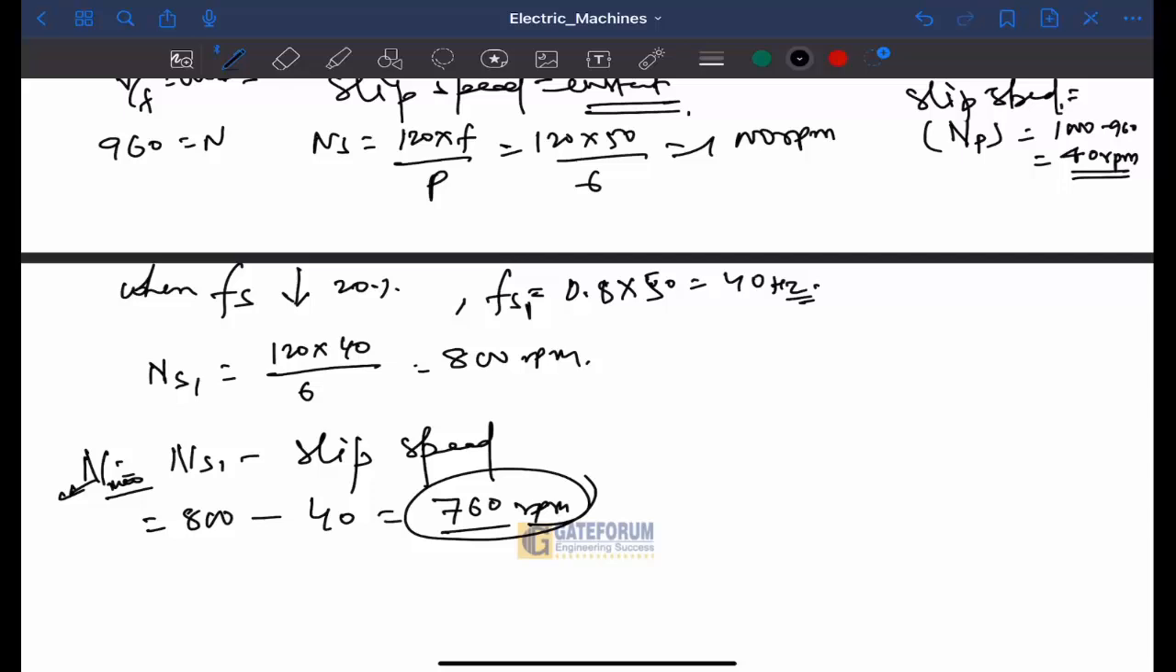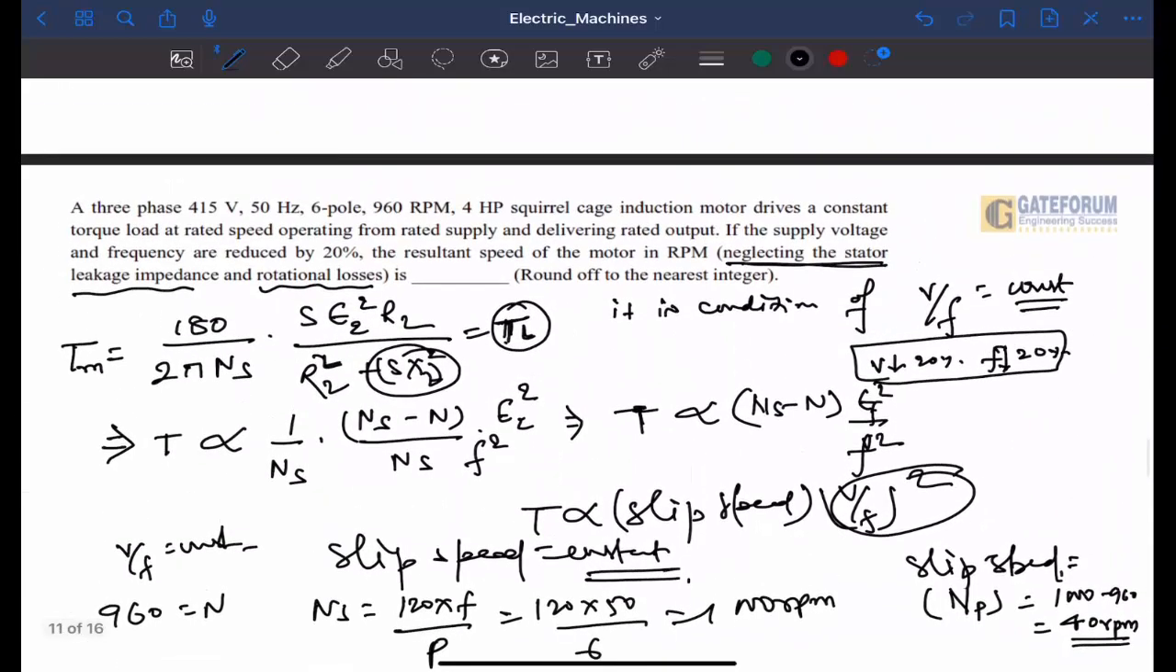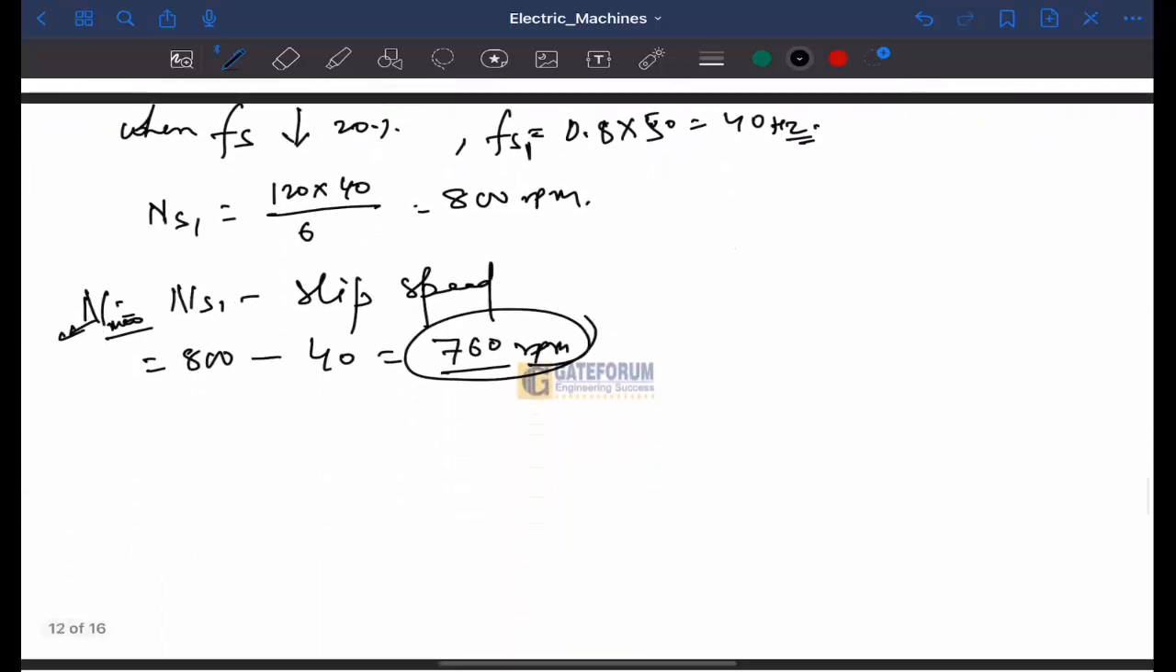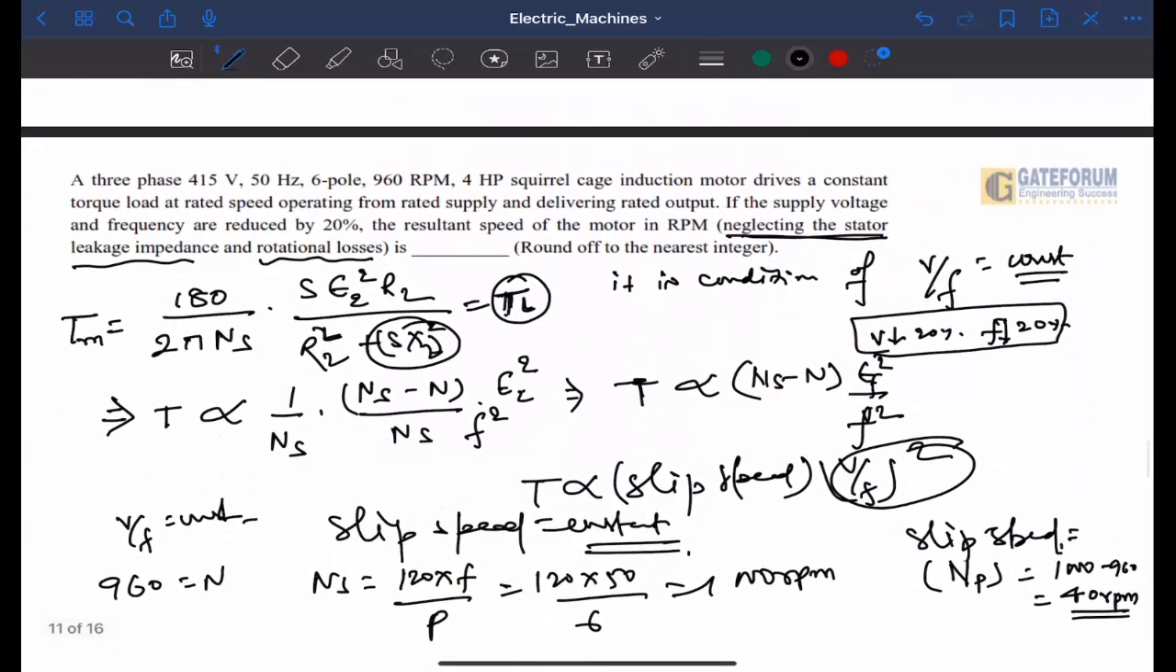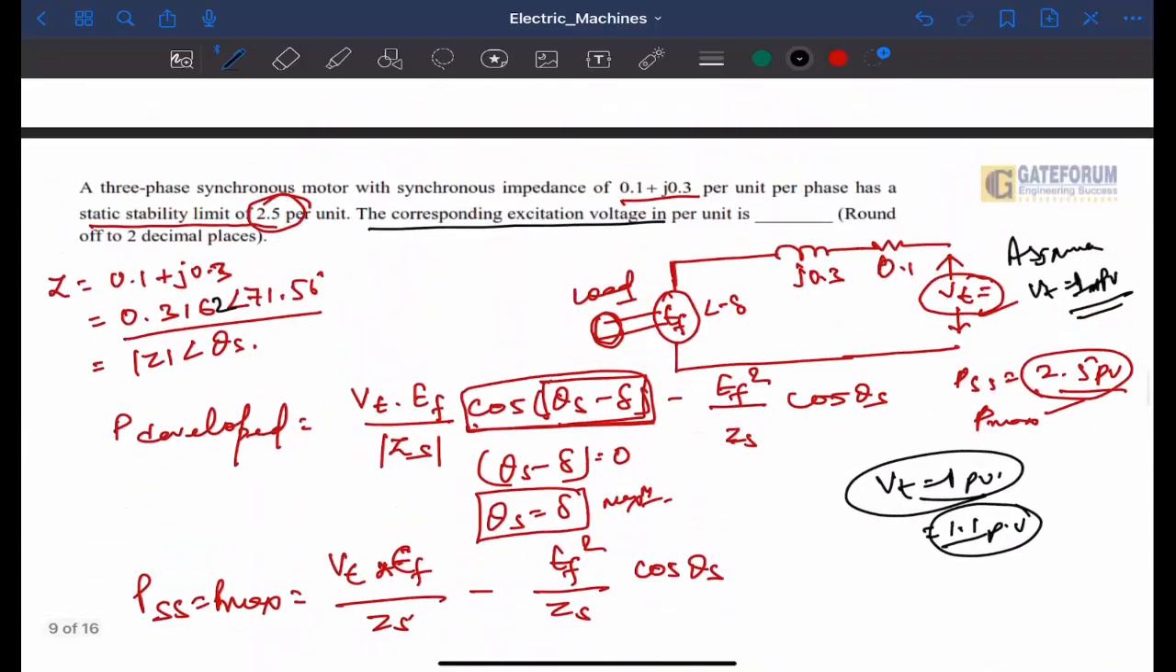Okay, so it was a situation which was what? V by f constant concept, and in that we can conclude that our slip speed will be constant when we reduce both at a time. Both means voltage and frequency. So the correct answer for this question is 760 rpm. Okay.